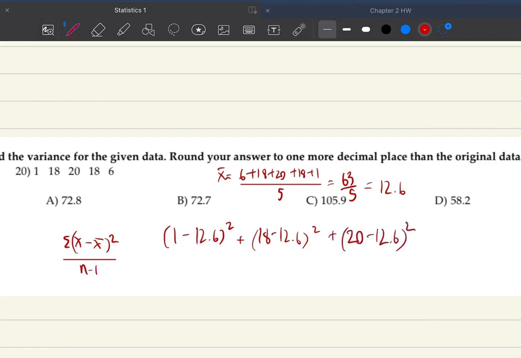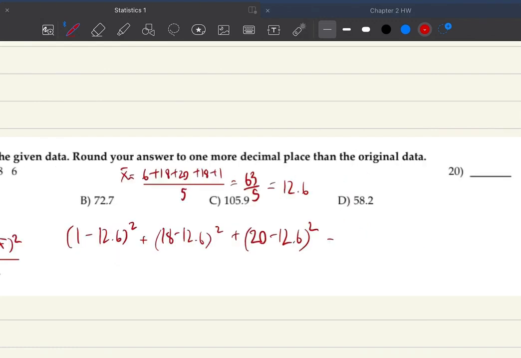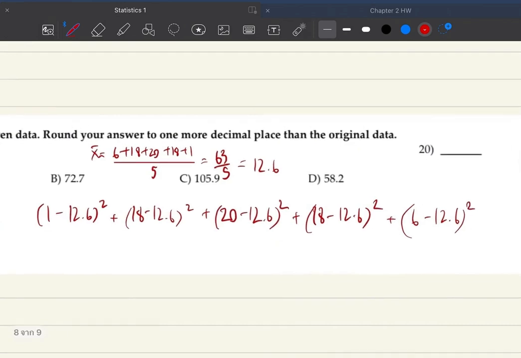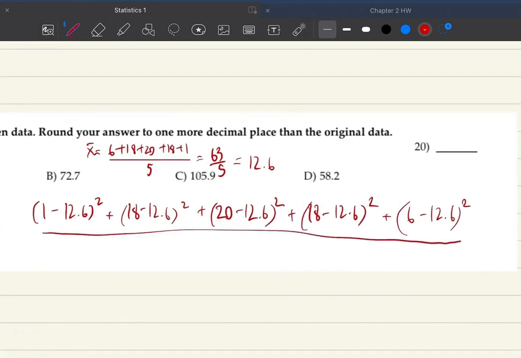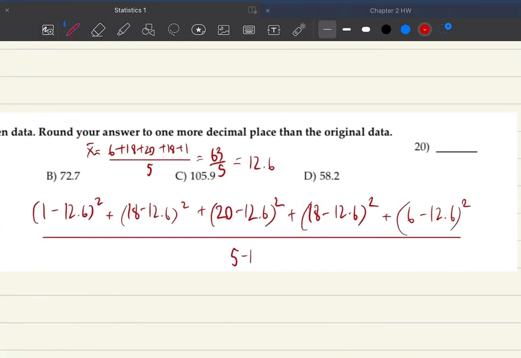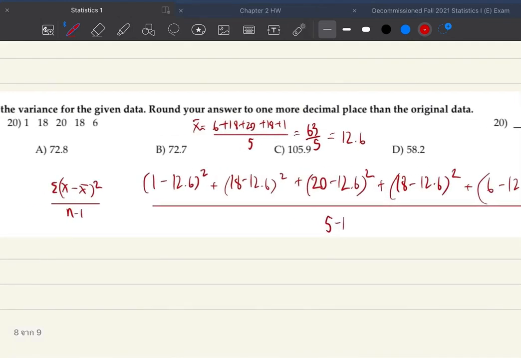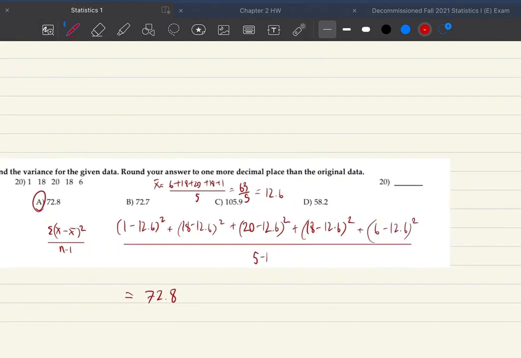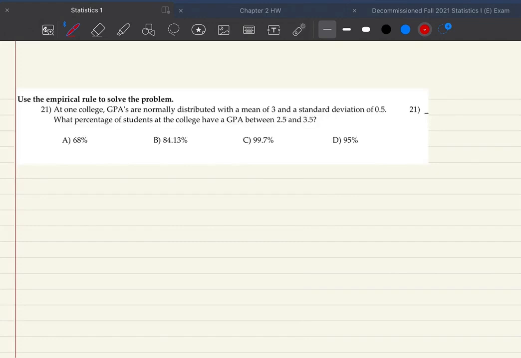12.6 squared plus 18 minus 12.6 squared plus 6 minus 12.6 squared, divided by 5 minus 1. So for the answer, you can use a calculator, but the answer is 22.8. So we are going to move to the last one.